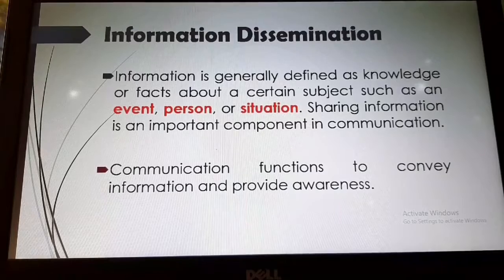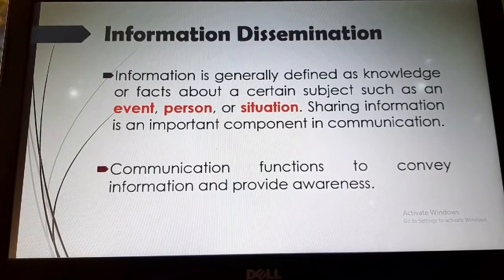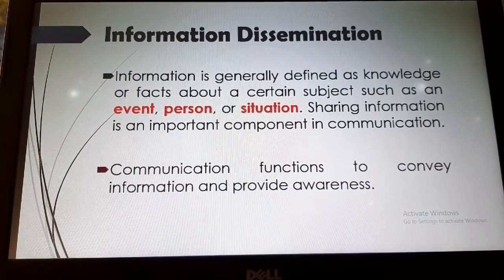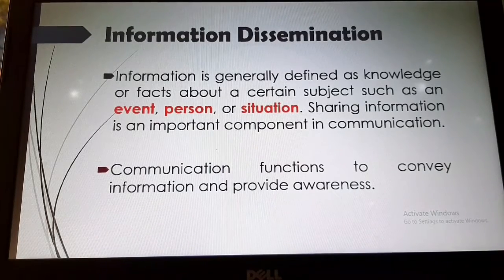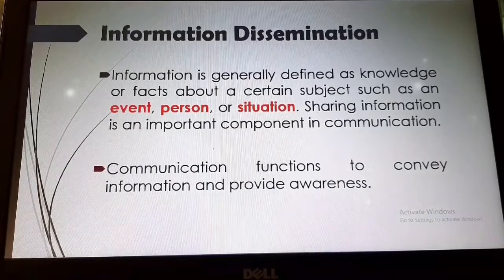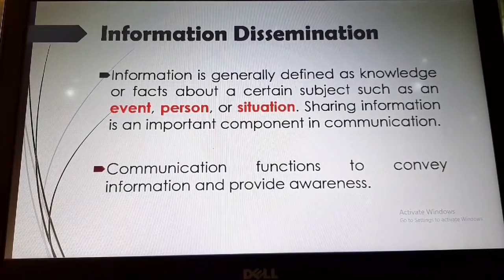And there you have them, the 5 basic functions of communication: control or regulation, emotional expression, social interaction, motivation, and information dissemination.